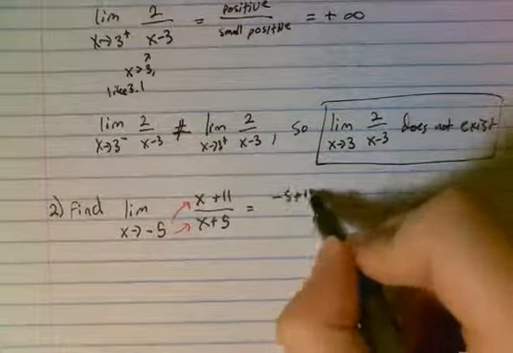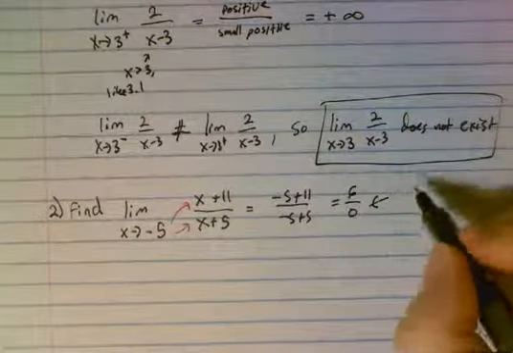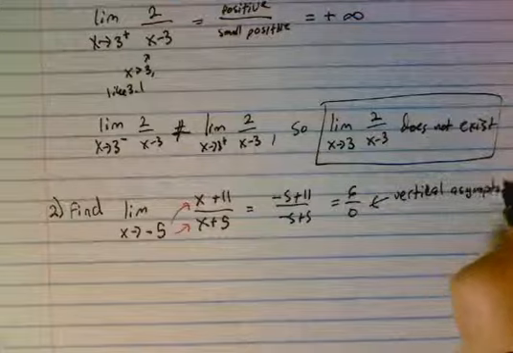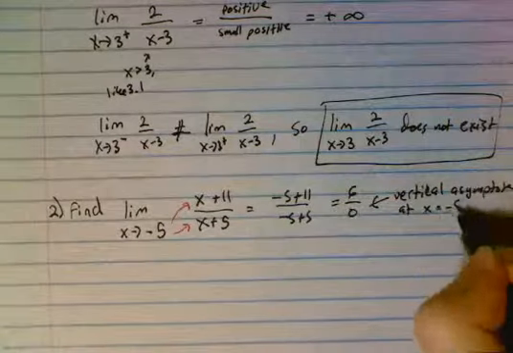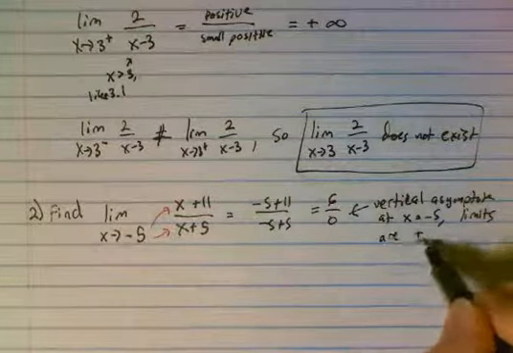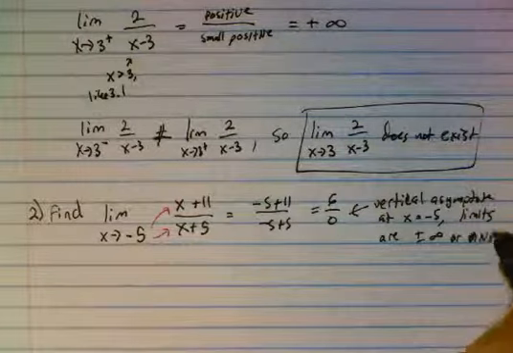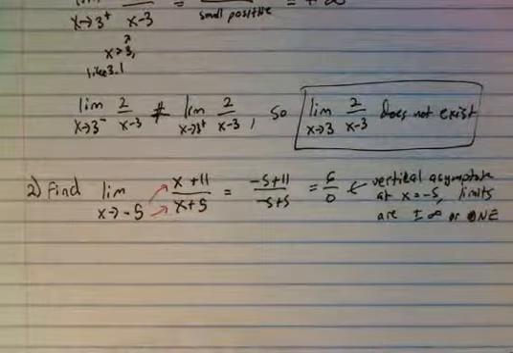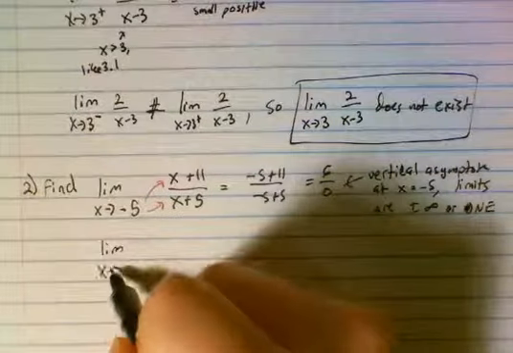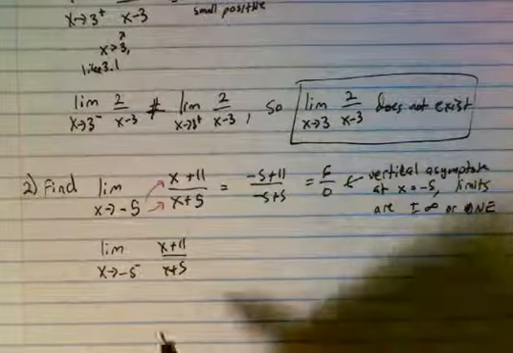So negative 5 plus 11 over negative 5 plus 5, we've got 6 over 0. So that means we have a vertical asymptote. So the limits must be positive or negative infinity, or does not exist. And so to figure out which it is for the overall limit, we need the limit as x approaches negative 5 from the left, and also from the right.